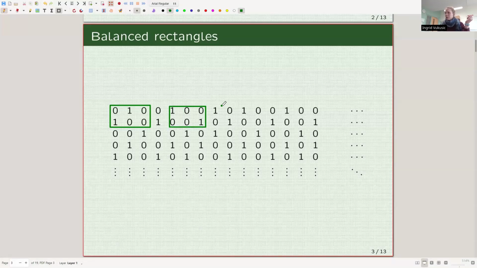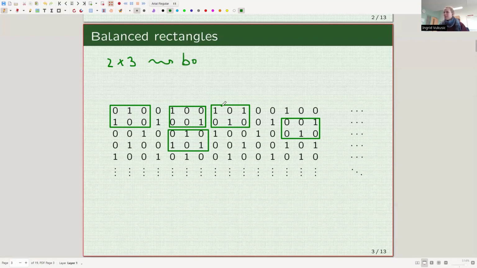Can we find a different weight? Yes, here actually we've got weight 3. But if you look at any other 2 by 3 rectangle, you will see that they always have either weight 2 or weight 3. You can even check it by hand, it's not hard. And so the 2 by 3 rectangles turn out to be balanced.